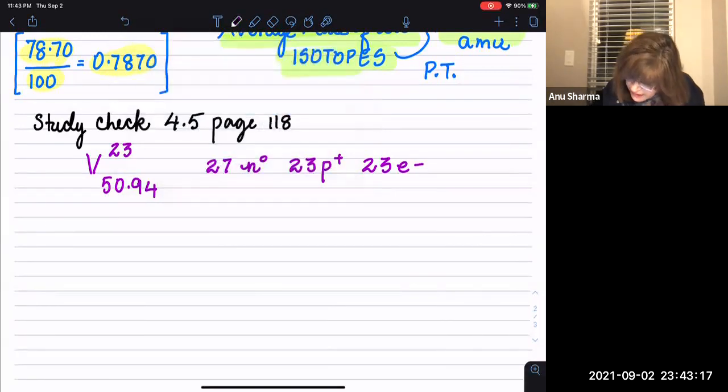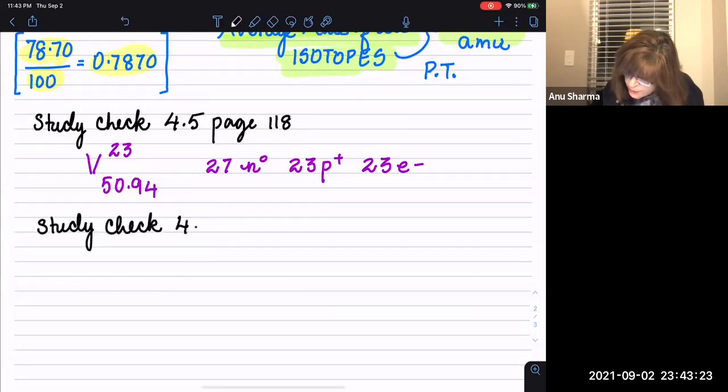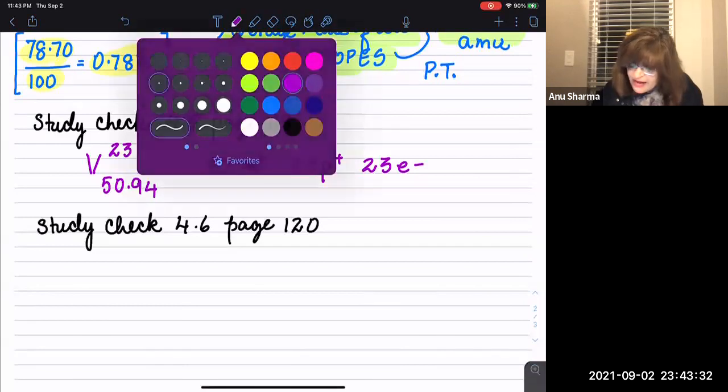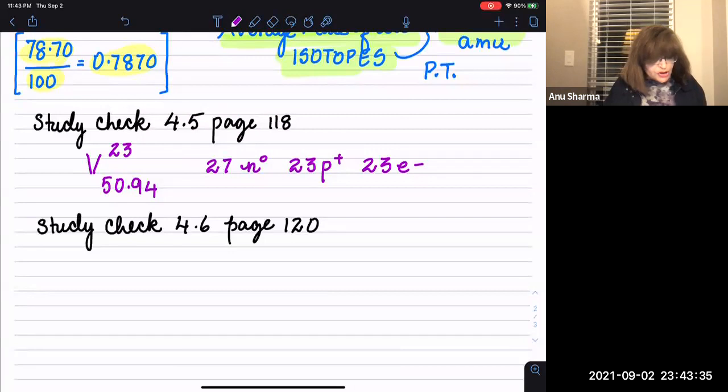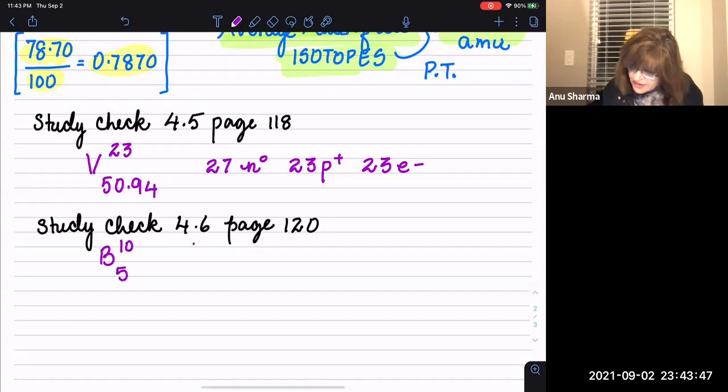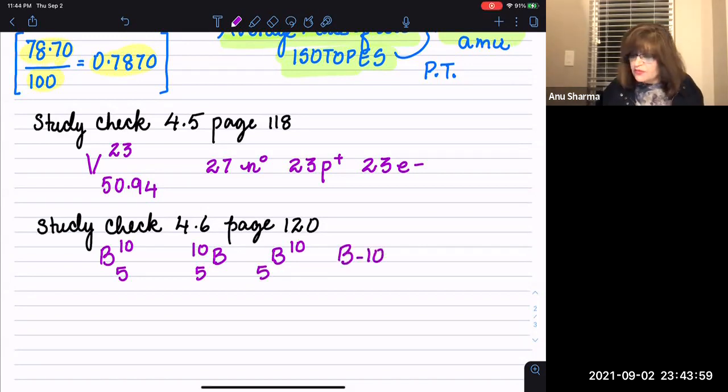Study check 4.6, and this is on page 120. Okay, so here we have, there are two naturally occurring isotopes of boron. Okay, boron. Make sure you know the symbols of the elements. So boron, the isotope B10 and 5. Like I said, you can write it like this, or like this, or like this. It doesn't matter. All are correct, or even sometimes you will see it like this, that's also fine.